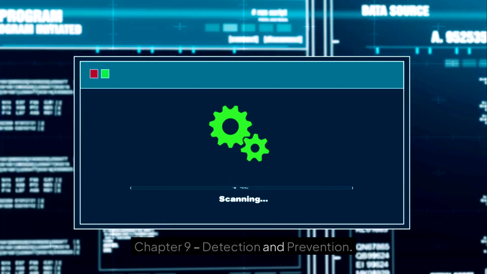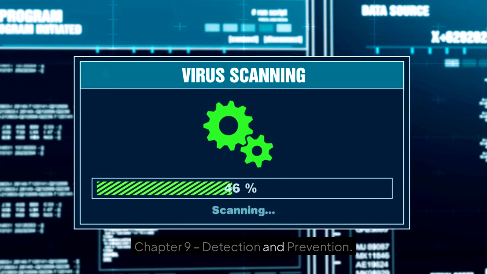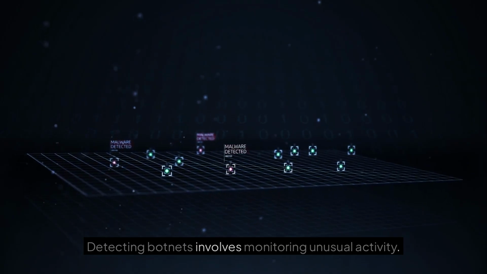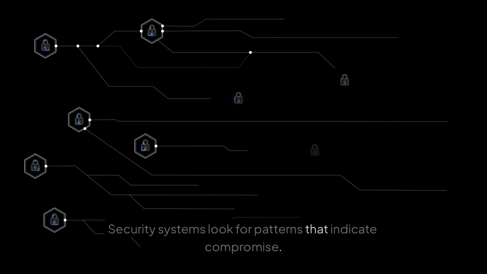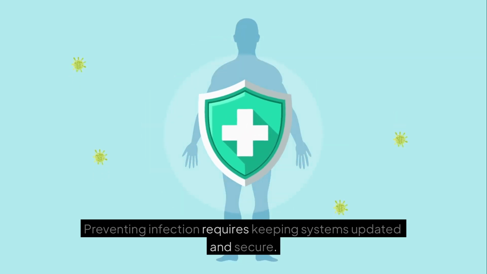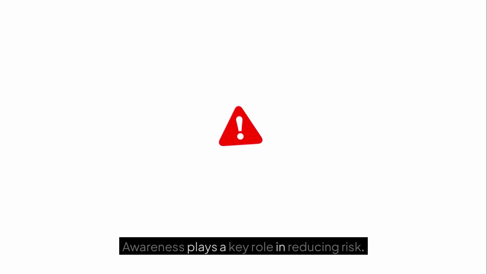Chapter 9. Detection and prevention. Detecting botnets involves monitoring unusual activity. Security systems look for patterns that indicate compromise. Preventing infection requires keeping systems updated and secure. Awareness plays a key role in reducing risk.